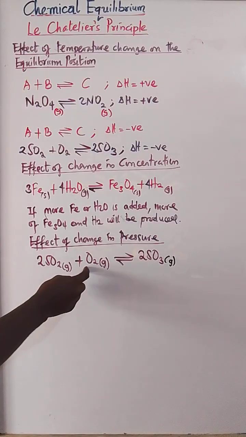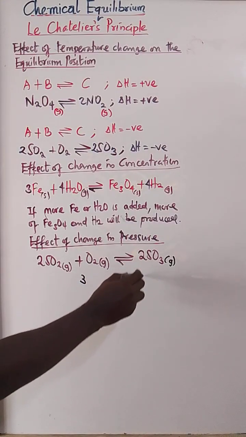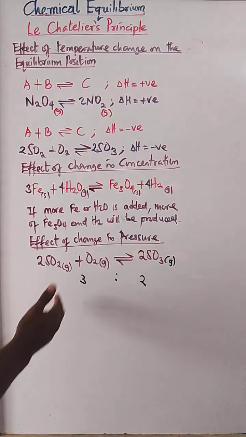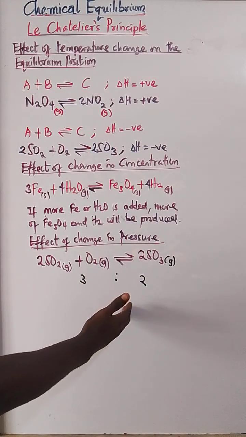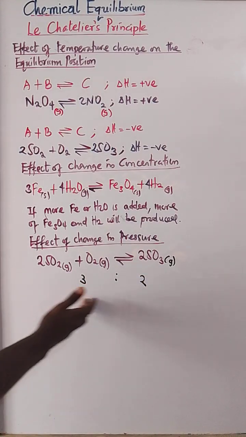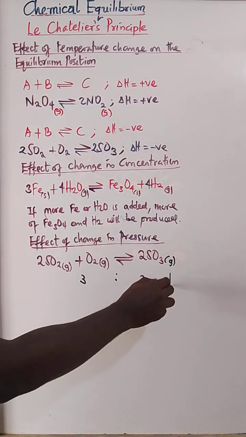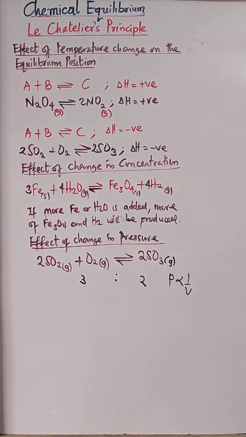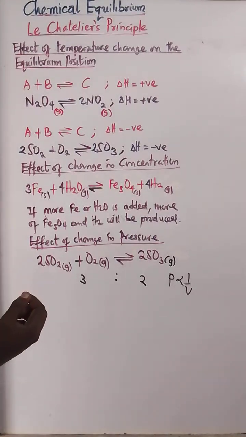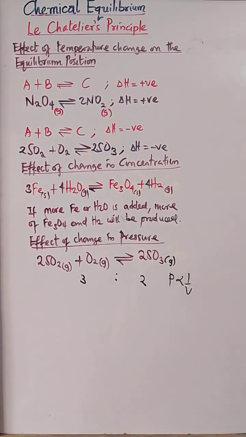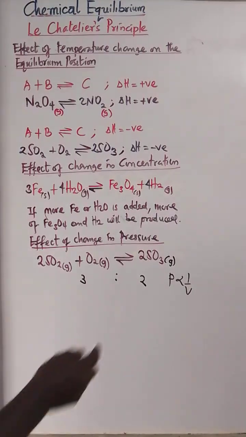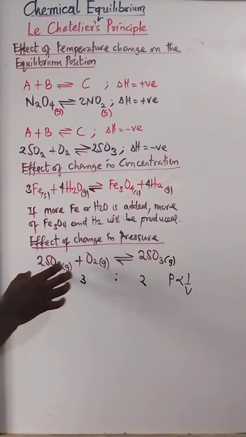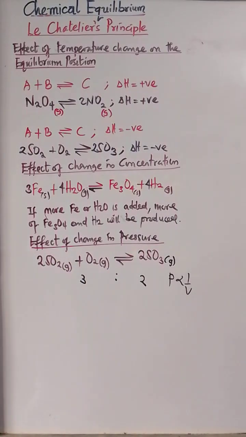This is 2 to 1. So 2 plus 1 is 3. This is 3 to 2. So if we move from left to right, there is a decrease in volume. If we move from right to left, there is an increase in volume. And recall that pressure and volume are inversely related. So whenever the pressure of the system is increased, it favors the side with lower volume. Now for this particular system, if we want to get more of the product, we will need to increase the pressure to get more of this, because an increase in pressure will favor the side with lower volume.